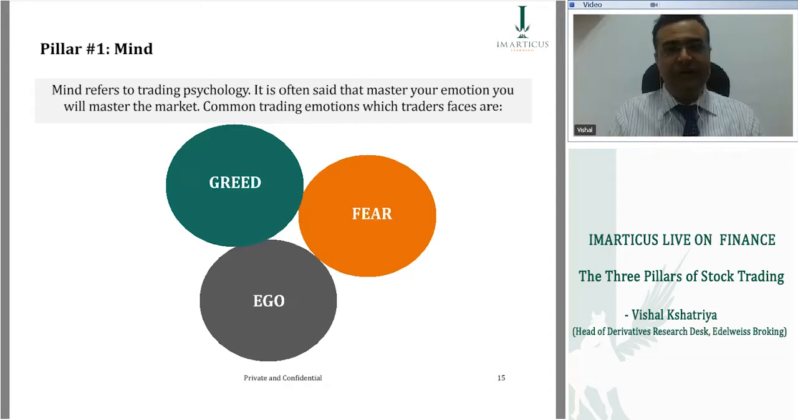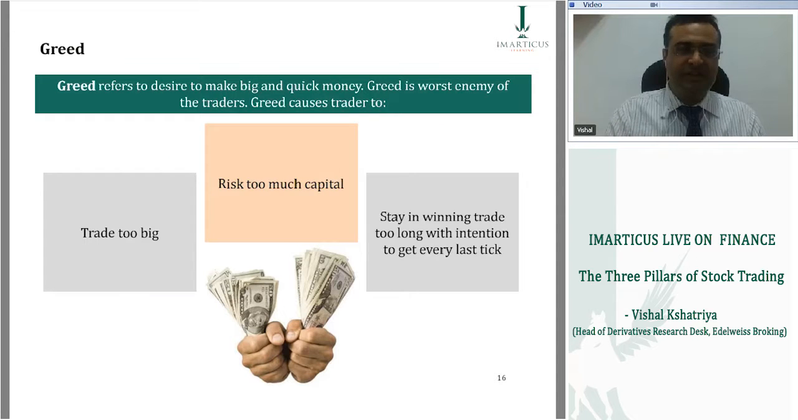Every moment of your trading, from whenever you have bought a stock until you sell it, at each and every point of time, your psychology, your mind, is behaving either greedy, fearful, or egoistic. So let us discuss one by one. What is greed? Greed refers to the desire to make big money, and that too quick money. So it's big and quick money.